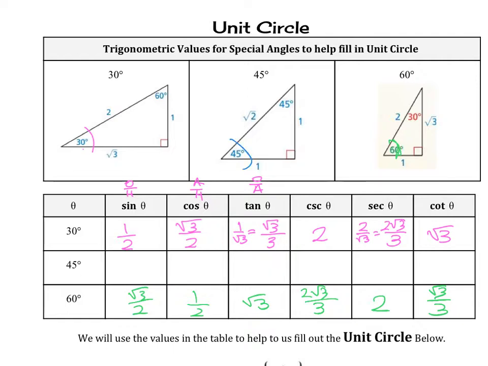Last, let's look at 45 degrees. So sine of 45 is going to be 1 over root 2, or root 2 over 2. Cosine, it's the same thing, so it's root 2 over 2. And then tangent is 1 over 1, so that's 1. Cosecant is root 2, secant is root 2, and cotangent is also 1.